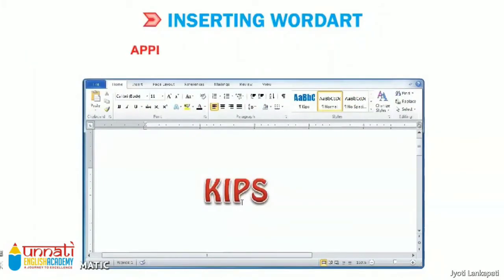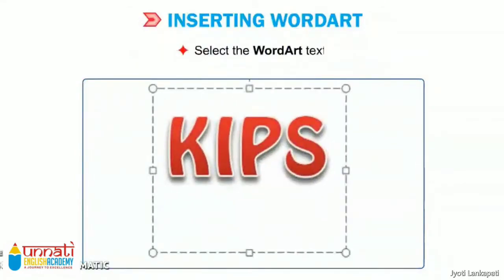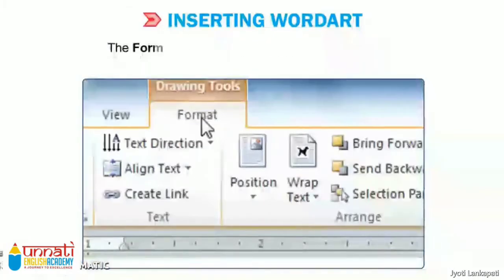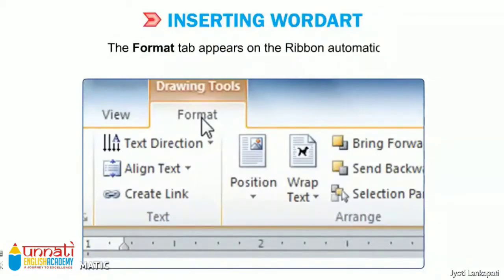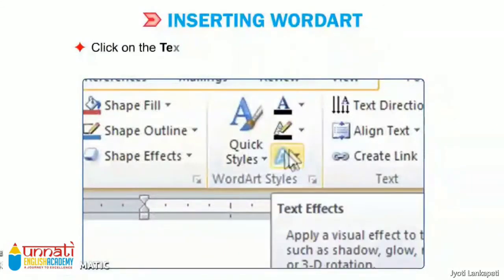Now let's see applying effects to word art text. First of all, select the word art text. The Format tab appears on the ribbon automatically. Click on the Text Effects button in the Word Art Styles group.